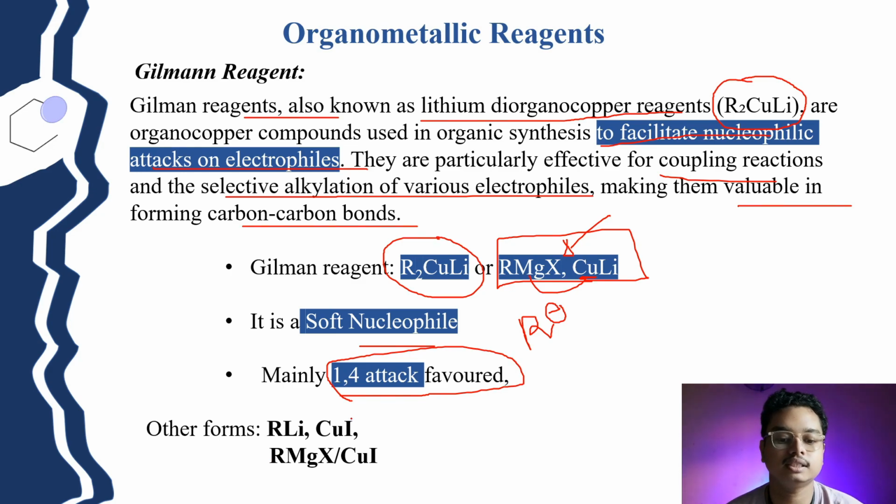The other form, if it is written like this, RLi CuI, then don't treat this as an organolithium reagent. It is also a form of Gilman reagent, or sometimes written in this form also. So the written form of the Gilman reagent is different, but you have to remember that when copper is present there, it means the reagent is a Gilman reagent.